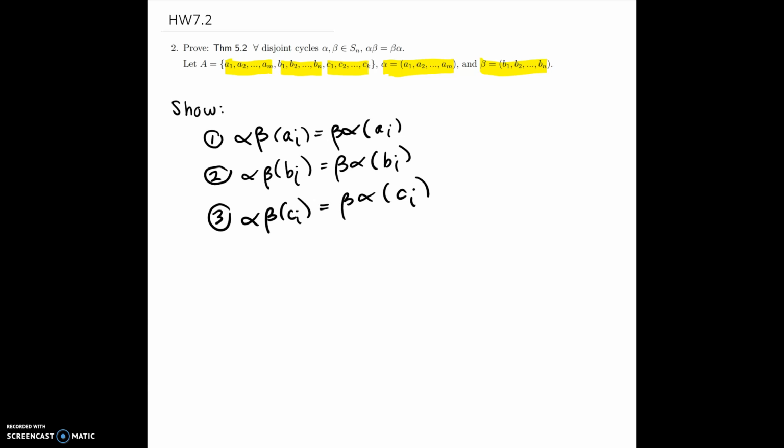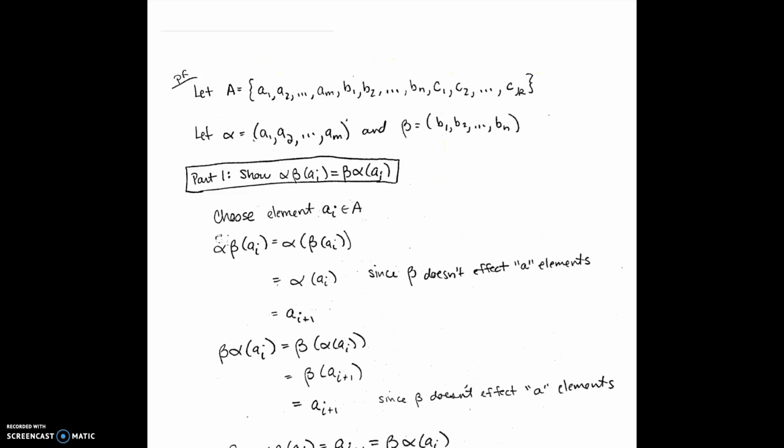So we have to show 3 things. That alpha beta of the A elements equals beta alpha of the A elements. Same thing for the B elements, same thing for the C elements. Okay, so I started by just defining A and alpha and beta, just like it did in the question. So then part 1, show alpha beta of Ai equals beta alpha of Ai. So choose element Ai as a member of A.